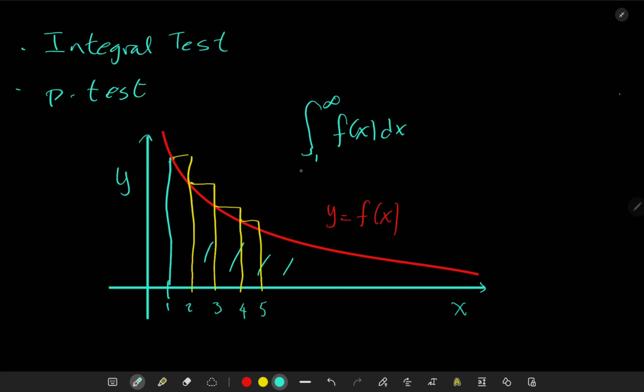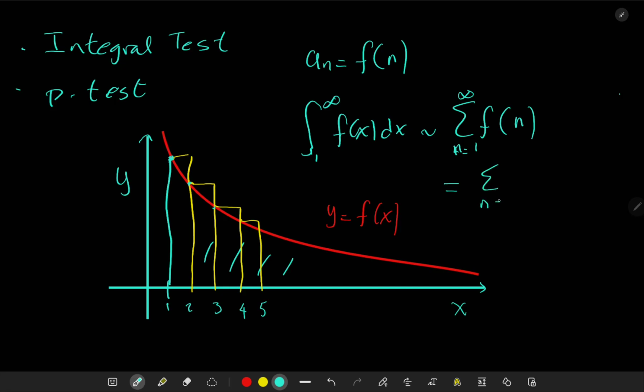And let's assume now that a_n is going to be given by f of n. So this area here, the width is 1, and the height is going to be f of 1 plus f of 2 plus f of 3. So your area is going to be not quite approximately equal, but let's say comparable, to the sum from n equals 1 to infinity of f of n. A very rough comparison, but this right here is going to be your sum from n equals 1 to infinity of the a_n's.